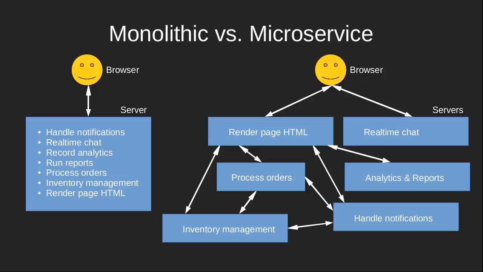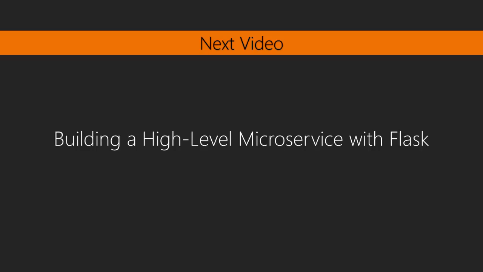In this video, we've looked at some of the advantages of process-based modularity and seen how applying those principles to web applications results in a microservice architecture. In the next video, we'll learn how to use the Flask package to quickly and easily construct a microservice that uses HTTP and representational state transfer, better known as REST, to provide its interface.